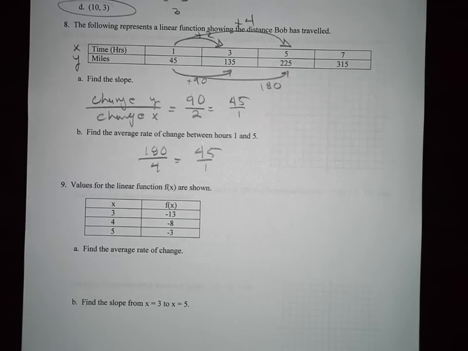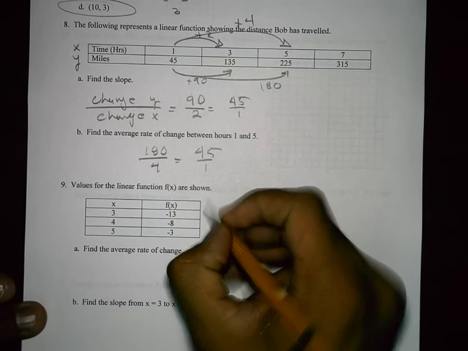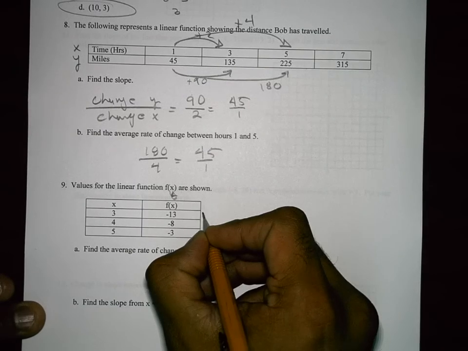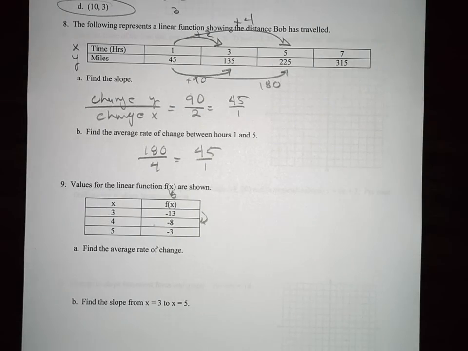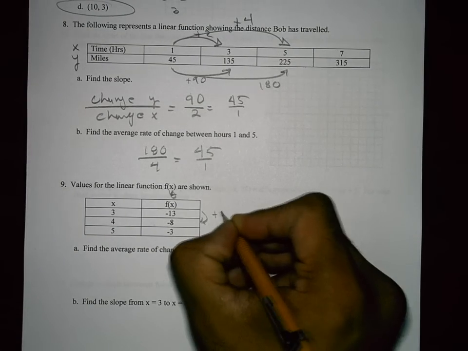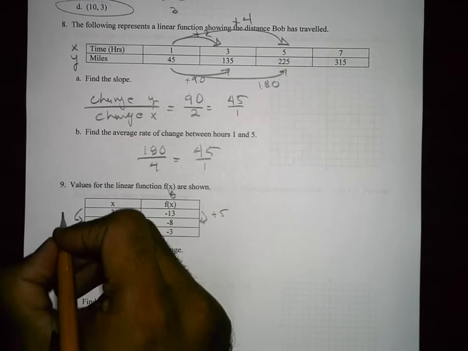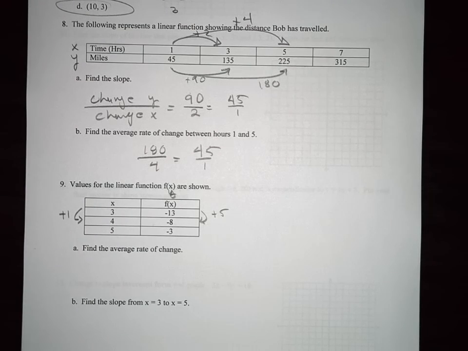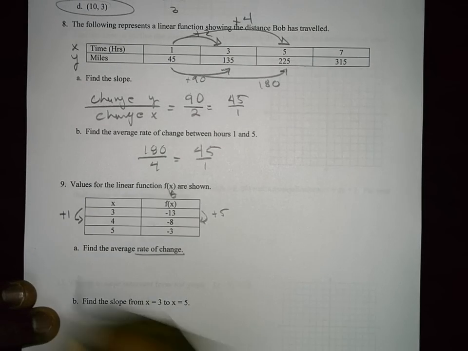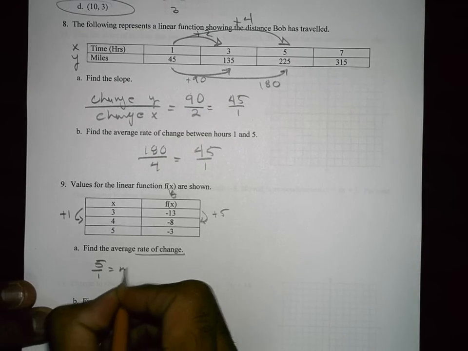Number 9, the value for the linear function of f of x. So they want us to write the equation. So what I have to do is plug into an equation. So I need to find a slope, and I got to find a point. So remember, this is like my y values. So to get from there to there, okay, so how do you get from negative 8 to negative 13? And that's plus 5. And here to here is plus 1. Okay, so my slope, or rate of change, which is the same thing, is 5 over 1. Okay.